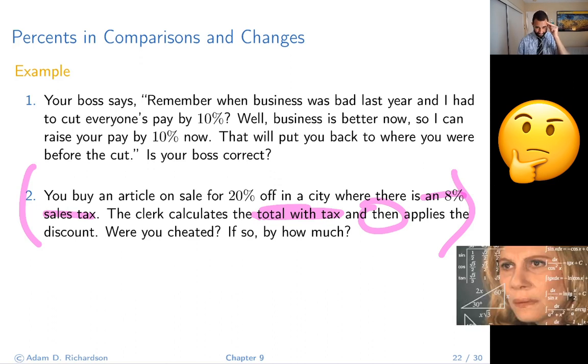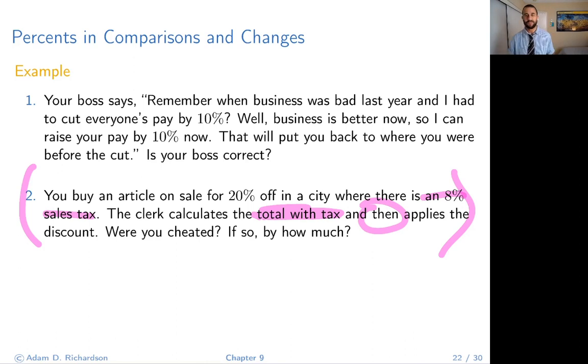Okay, let's think about this. We should be able to determine one way or the other, right? So let's see if we can do it mathematically. Let's see, the total with tax. If we're going to calculate the total with tax, then we're going to pay the original price plus 8% of the original price. I'm going to let X be the original price.